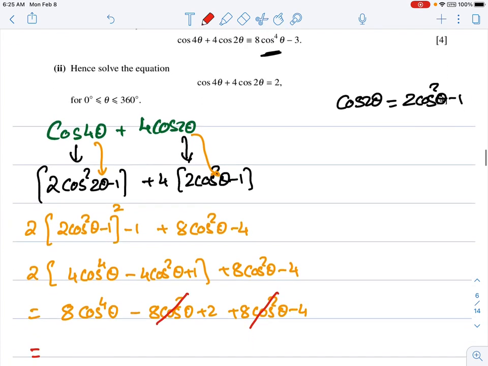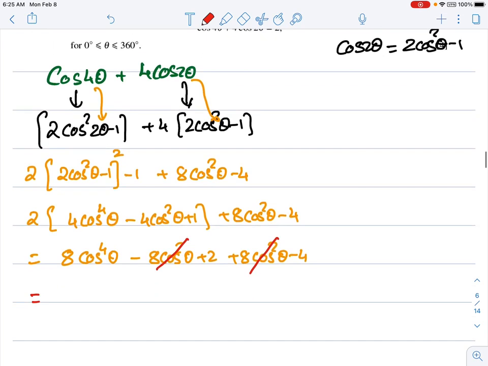minus 3. So over here what has happened is we have forgotten this minus 1. So minus 1. So it becomes minus 5 plus 2 is minus 3. So my final answer goes as 8 cos to the power of 4 theta minus 3. That's going to be the final answer.